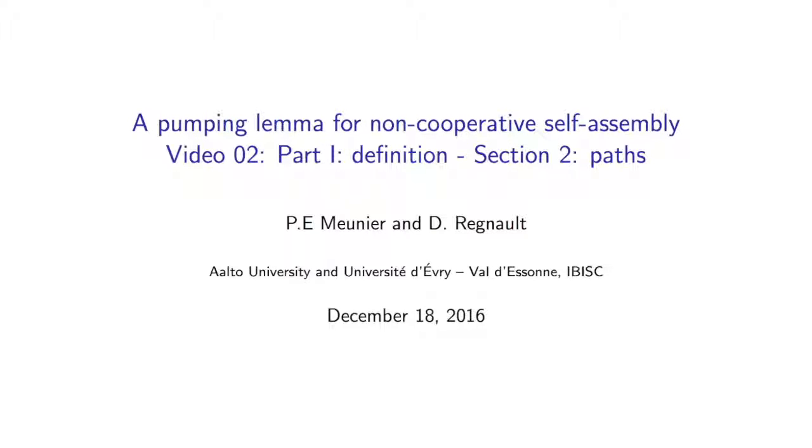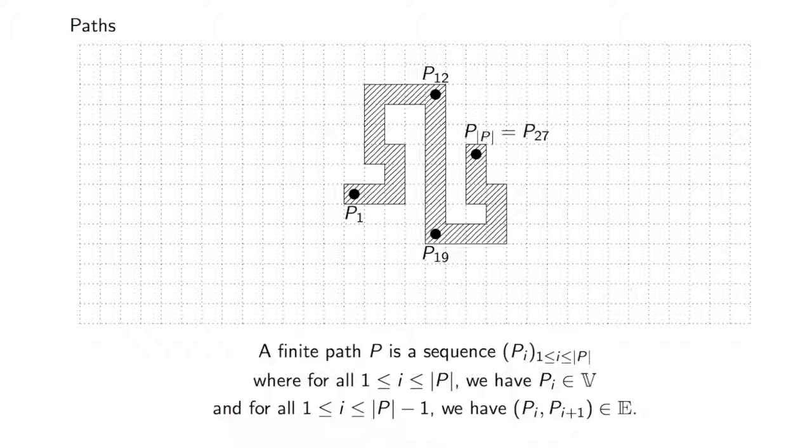This is video 2. We present here the definitions, notations and basic properties of paths. A path is a specific kind of graph. Thus all the paths that we represent here are subgraphs of the grid graph. Nevertheless, we consider here directed paths.